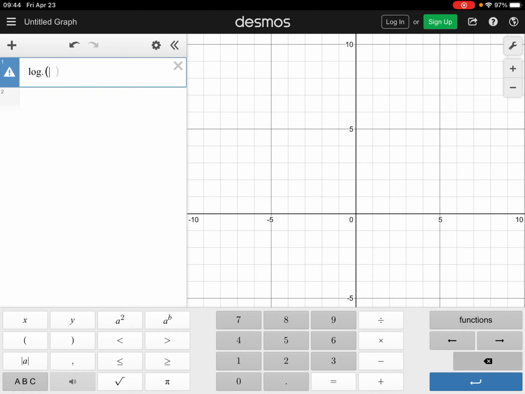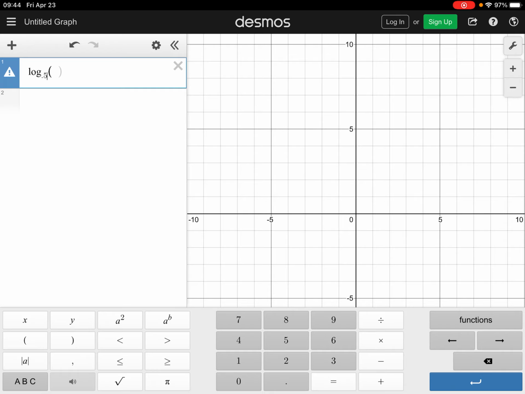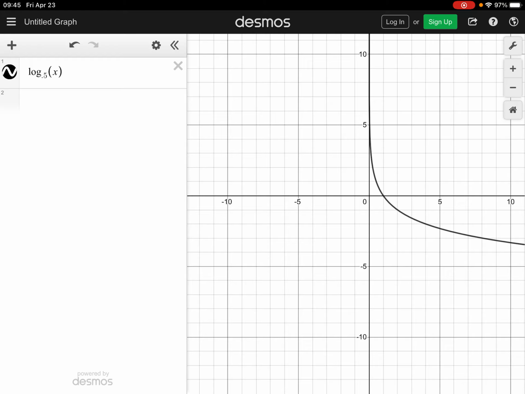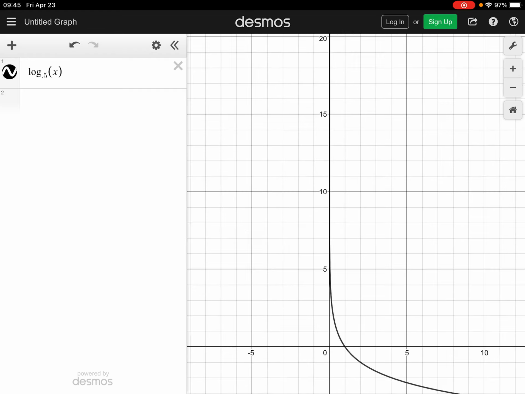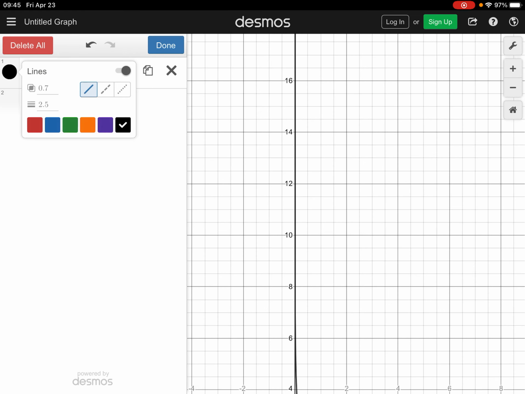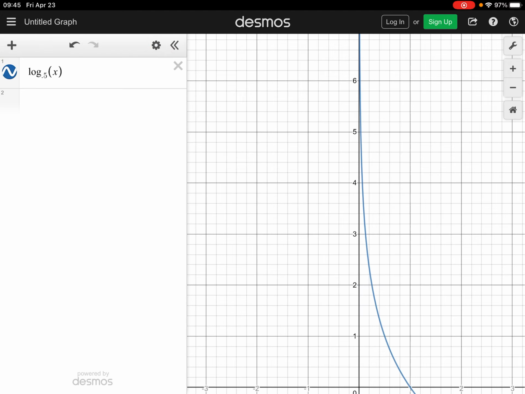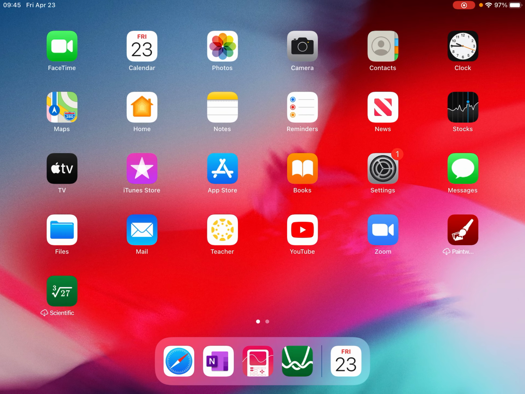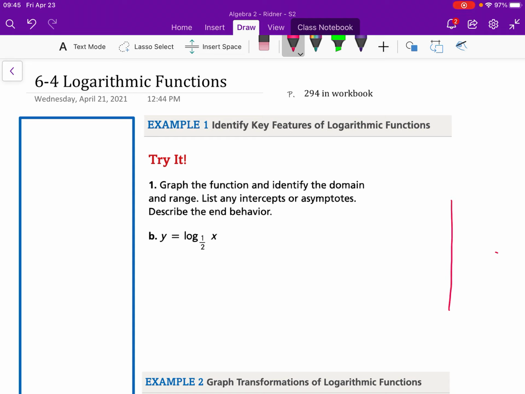Actually, I'm going to make it easier. I'm just going to put 0.5, because 1/2 is the same thing as 0.5, x. So here's what it looks like. So if I draw myself a little picture here, notice, let's change the color here, that it is getting close to 0 but never actually touching that y-axis. So sketch yourself a little picture there.